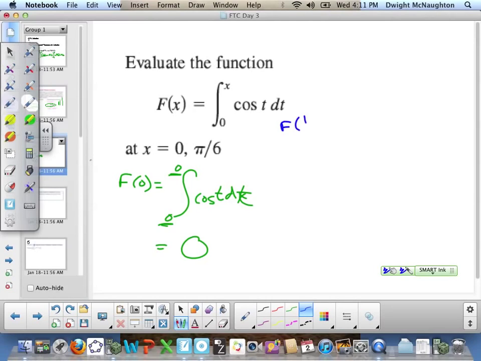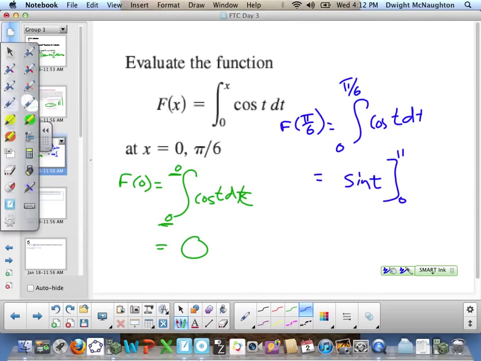Let's look at what happens when we put in pi over 6. F of pi over 6. Rectangle from 0 to pi over 6, cosine of t dt. Start with the antiderivative. Antiderivative of cosine is sine, from 0 to pi over 6. Plug those values in. We get sine of pi over 6 minus sine of 0. Sine of pi over 6 is 1/2. Sine of 0 is 0. So this is 1/2.